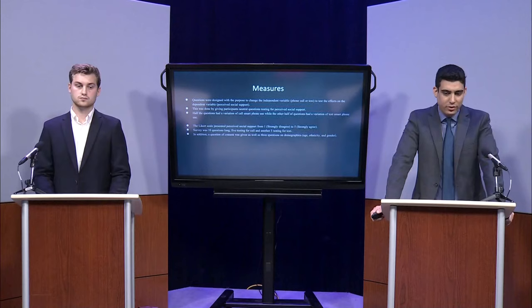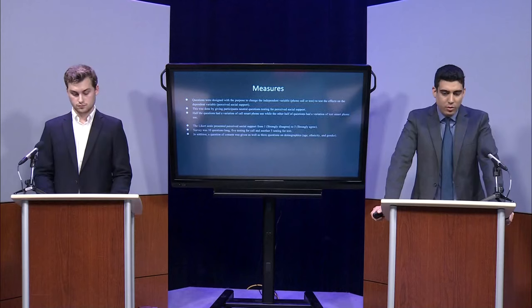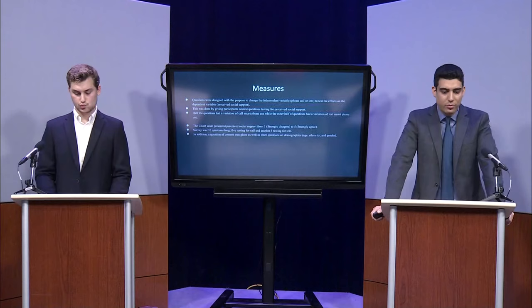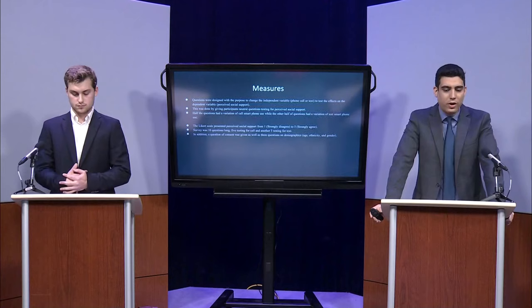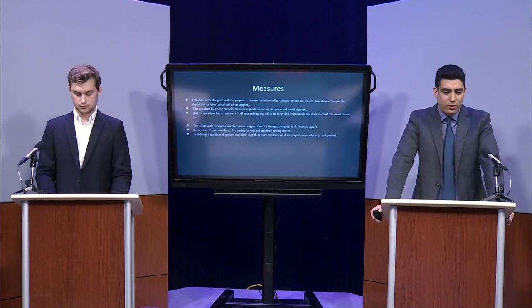Half the questions had a variation of call smartphone use, while the other half had a variation of text smartphone use. The Likert scale for perceived social support went from 1 strongly disagree to 5 strongly agree. The survey was 10 questions long, 5 testing for call and 5 testing for text. In addition, a question of consent was given, as well as 3 additional questions for demographics.